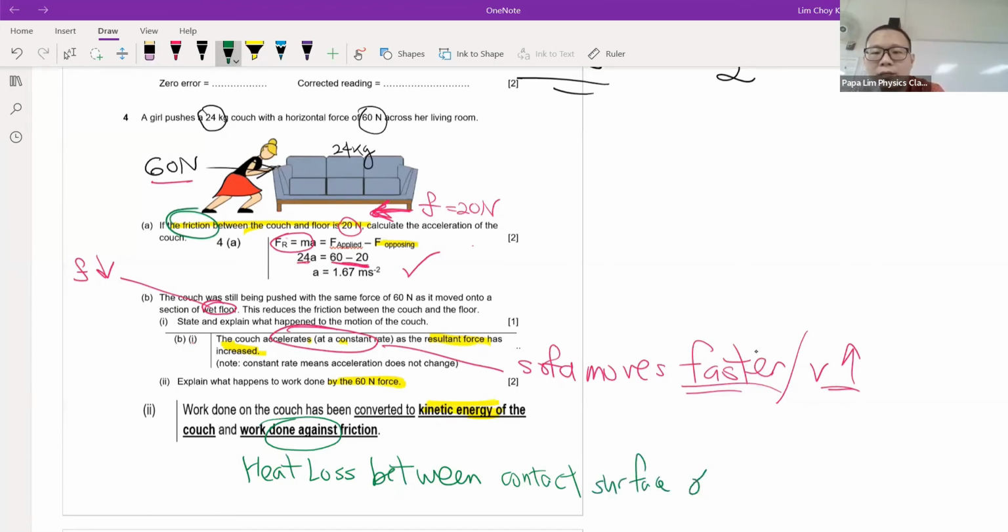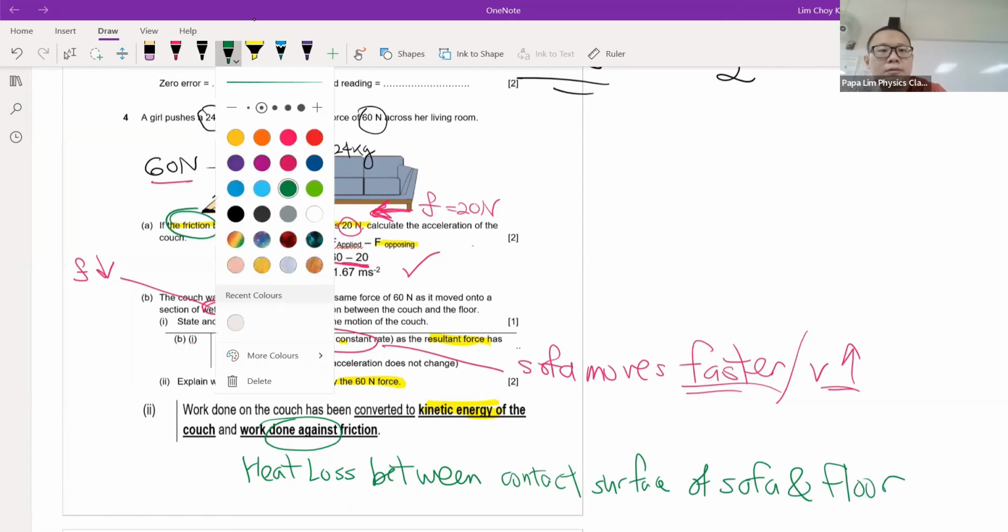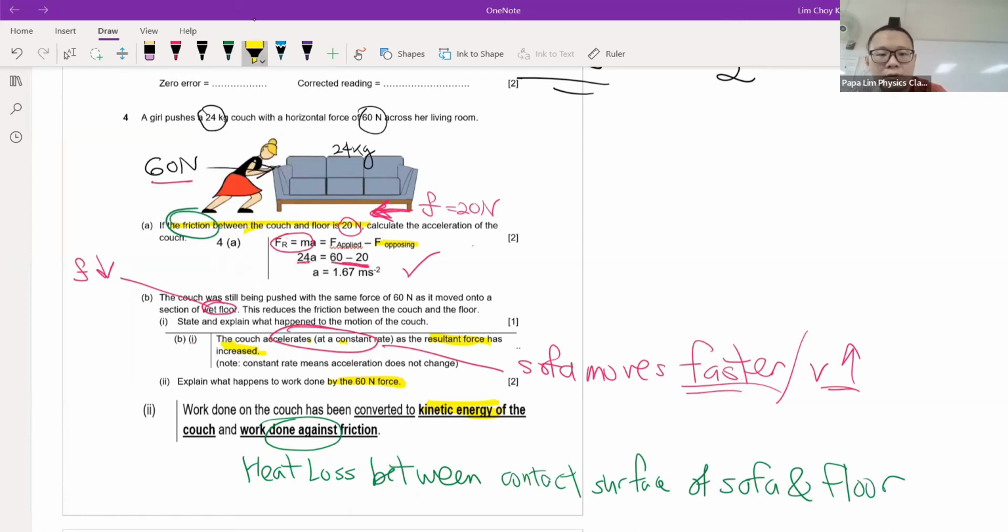Contact surface of what? Of the sofa and the floor. So if you use heat loss, I definitely need to know the location. Remember, when we talk about heat loss, don't just write heat loss to environment. The students have to be very specific.